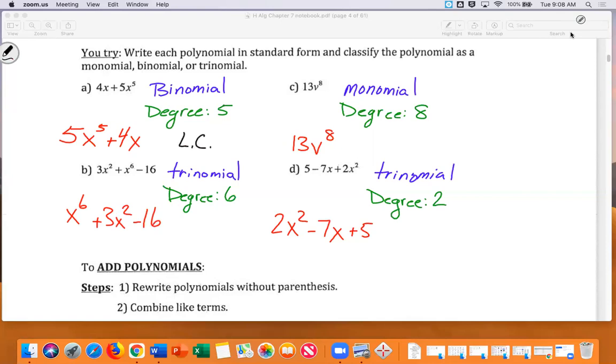Leading coefficient, Ryan. What is it? What's the number out in front? 5. Ryan, sometimes if you stomp your foot, it helps. Okay? Keep going. Last but not least, Ryan. Number out in front. 1. All right. There you guys go. Nice job, Ryan. Okay.